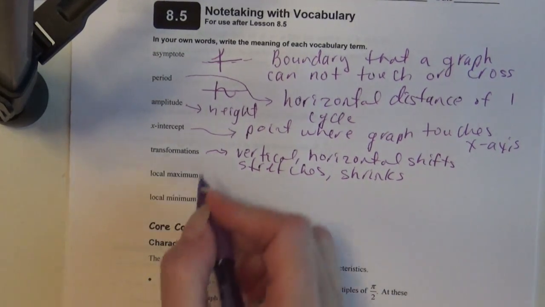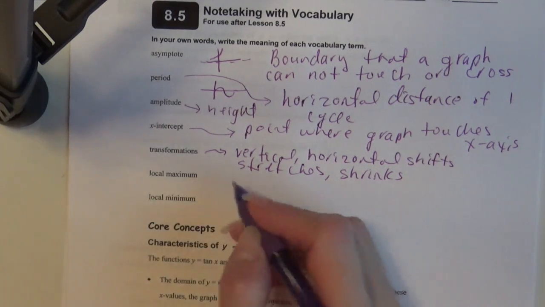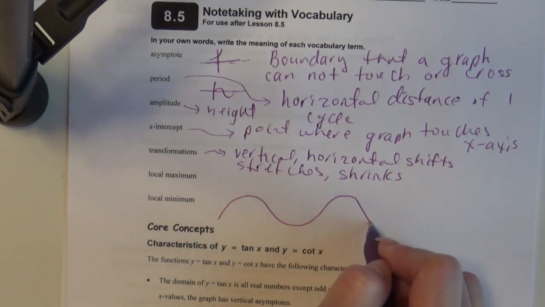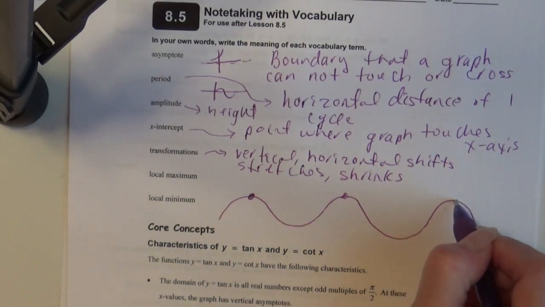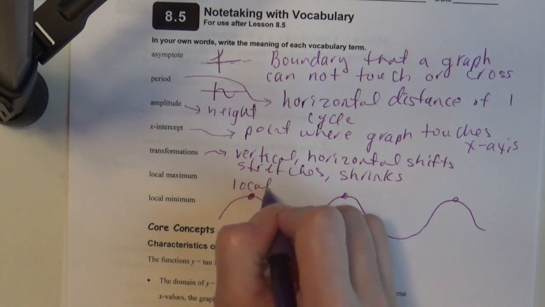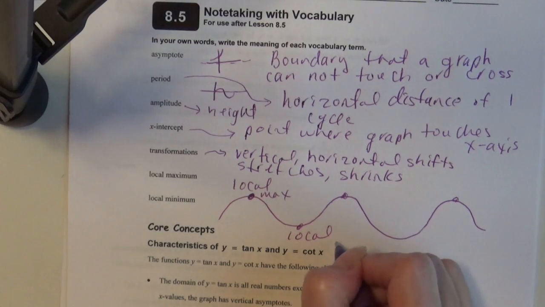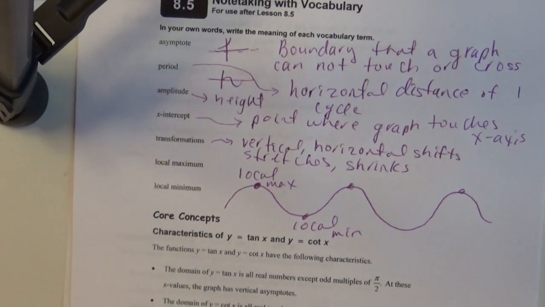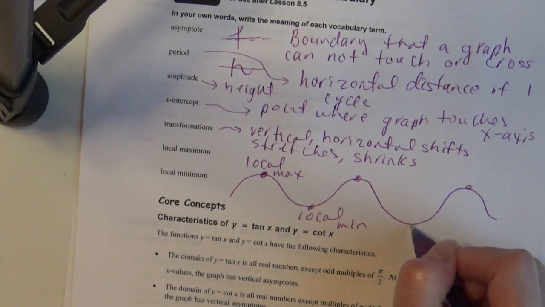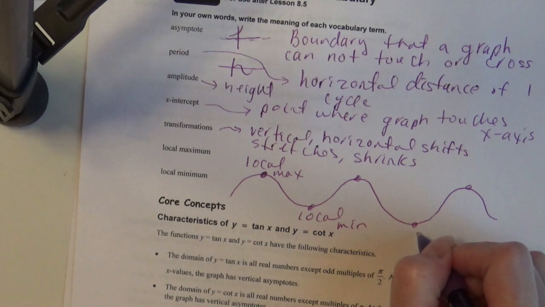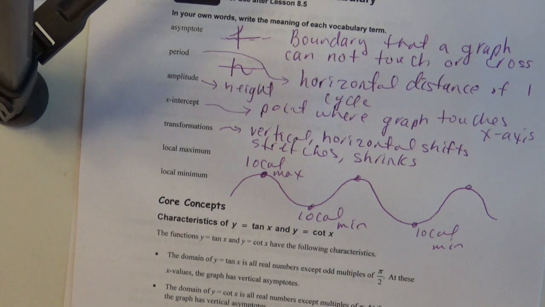A local max, I think of that as like a peak, and a local minimum, I think of it like a valley. So if I just look at my sine function or a cosine function, all of these will be considered local max. The valleys would be local min. So the local maxima are your peaks, your local minima are your valleys. Alright, and then we're going to jump into some examples.